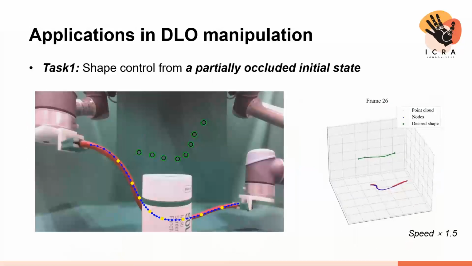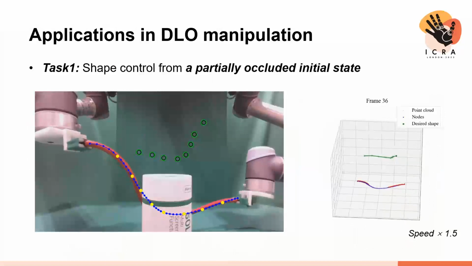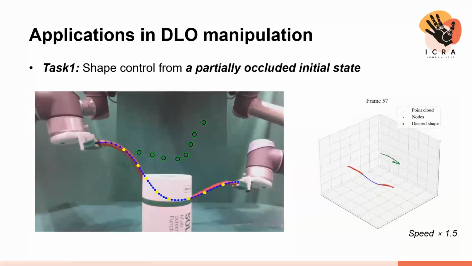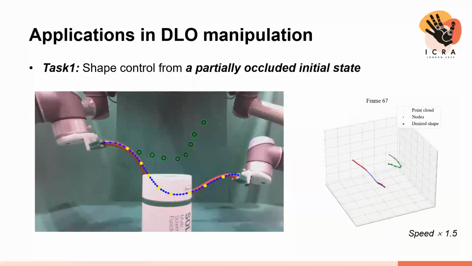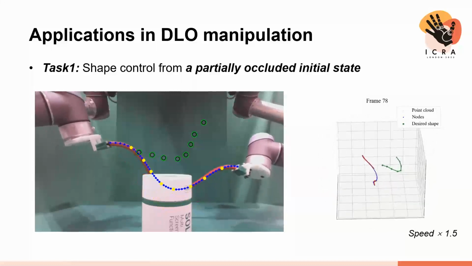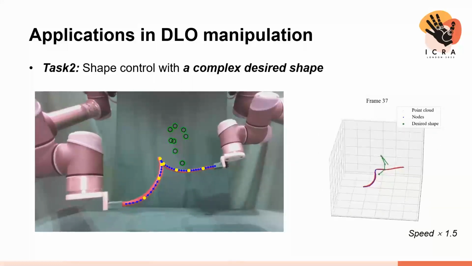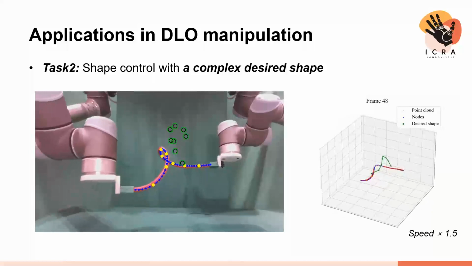We also integrate our method into a DL shape control task as a perception module. In the presence of occlusions at the initial and middle stages, our method can steadily output precise DL states. With self-intersections while reaching some very complex desired shapes, our method is also robust.